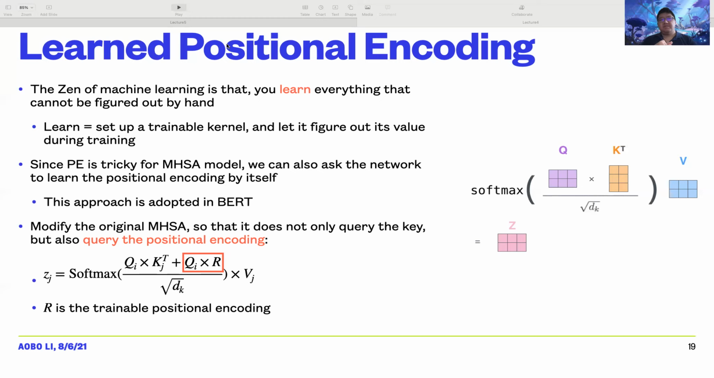Since positional encoding is tricky for the MHSA model, we can also ask the neural network to learn the positional encoding by itself. This approach is actually adopted in the BERT model I mentioned earlier. What we do is modify the original MHSA so that it does not only query the key, but also queries the positional encoding. So basically, you have the query times the key, and also you have the query times the R, where R is again a trainable kernel that we design, which contains the positional encoding information.